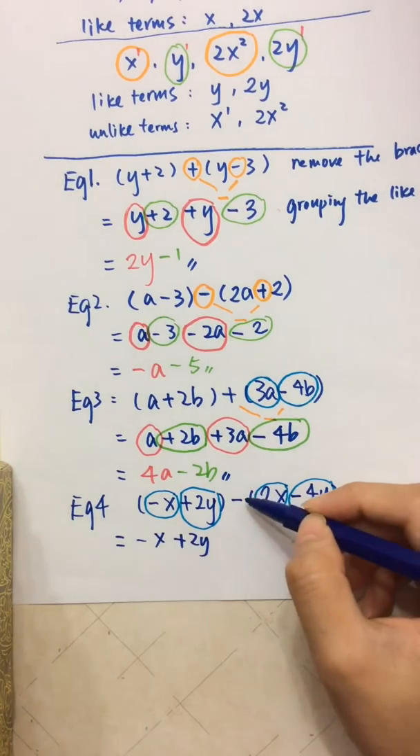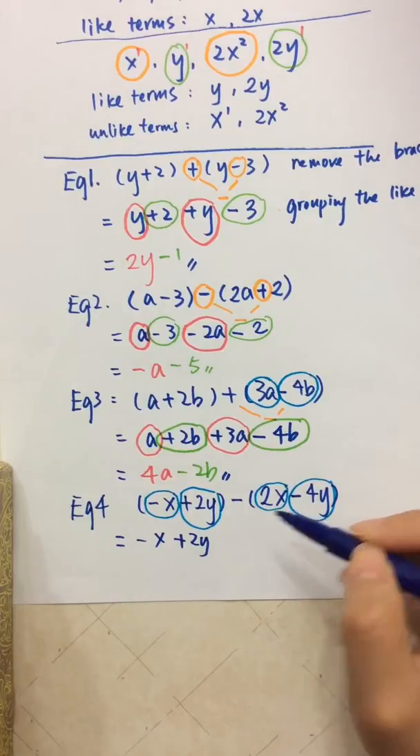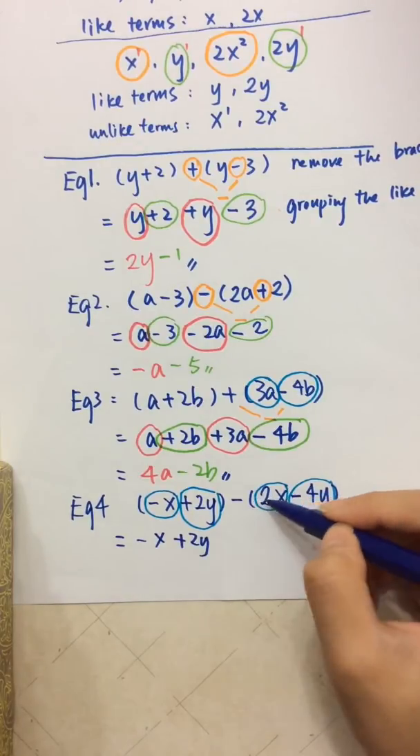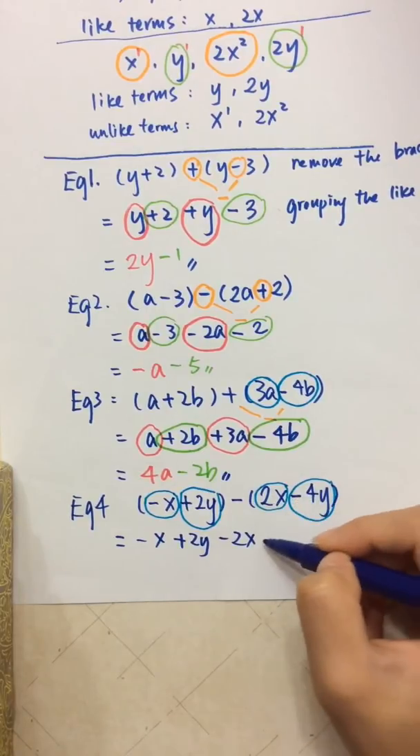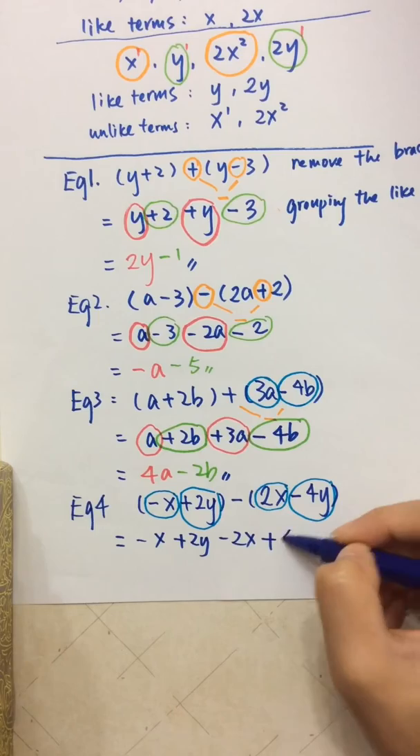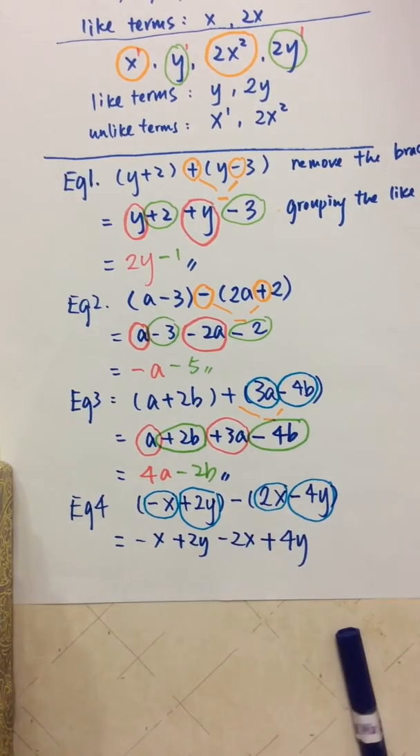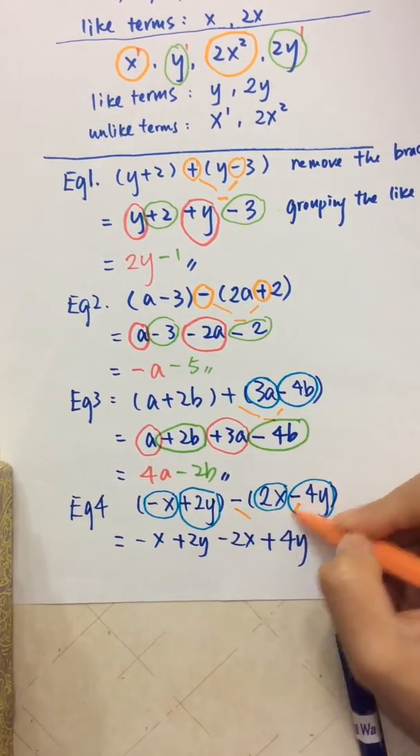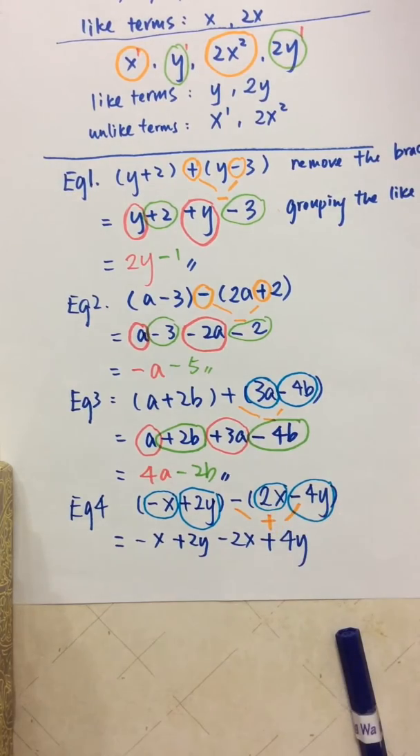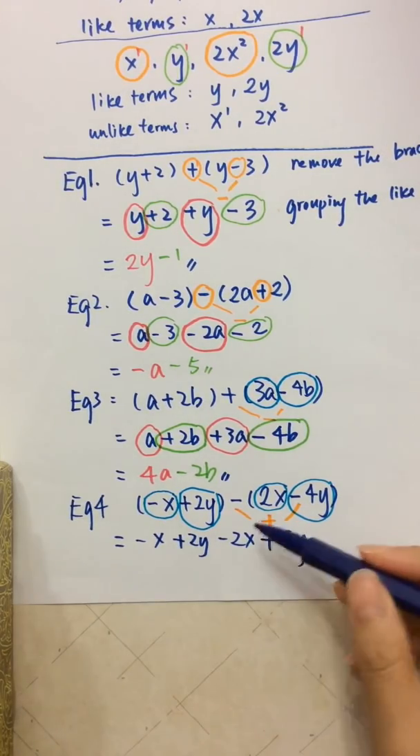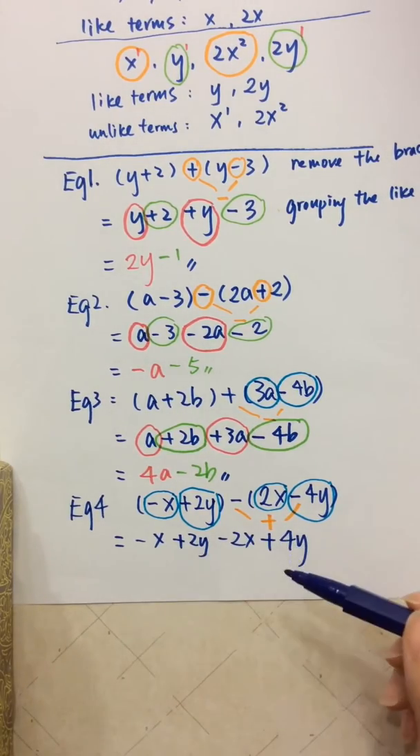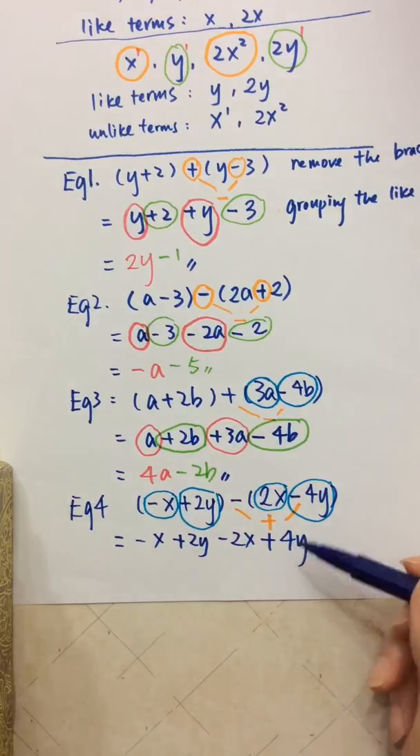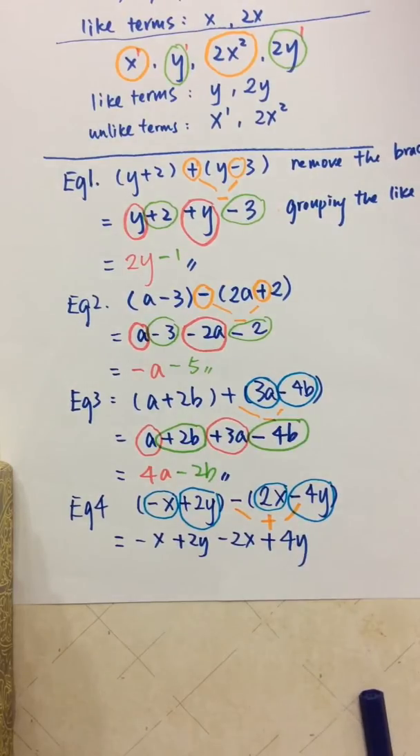And then for this one, you must be more careful. This one should be negative 2x. And then minus should be positive. Positive 4y here. Negative will become positive. So now you remove the bracket with the correct symbol. For the next step, you need to group the like terms.